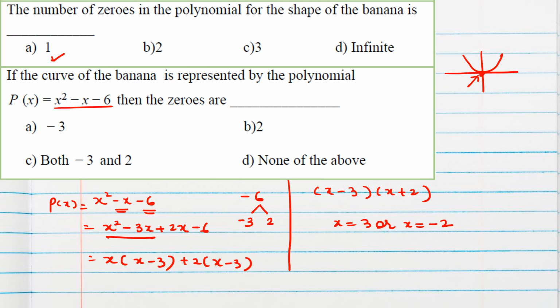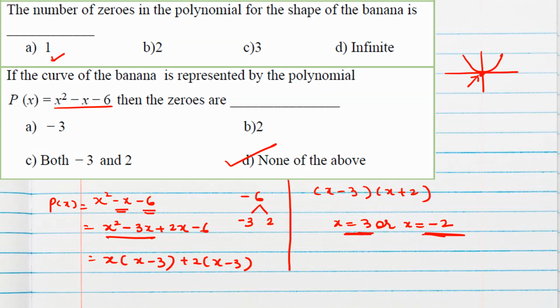So zeros are both minus 3. No, minus 3 I didn't get. I got 3 and minus 2. 3 and minus 2. So A, B and C options are not matching. So we can write none of the above. Okay.